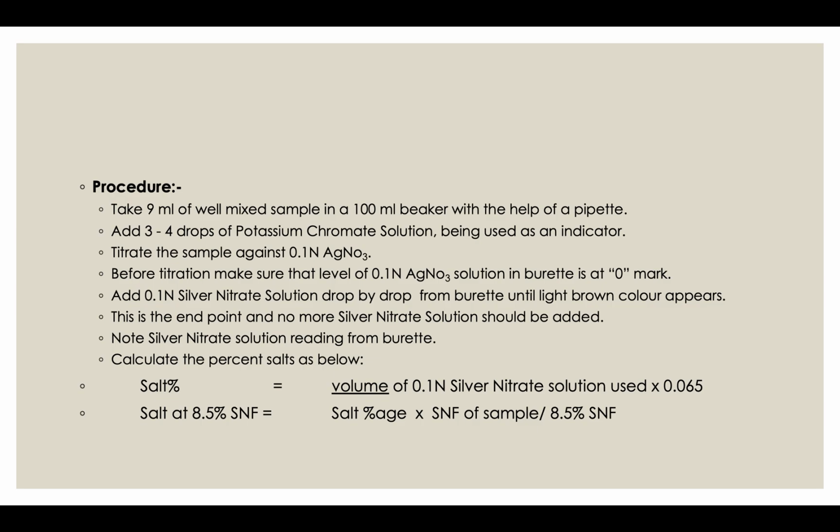Note the silver nitrate solution reading from the burette and calculate the percentage salt using the formula: volume of 0.1 normal silver nitrate solution multiplied by 0.065.